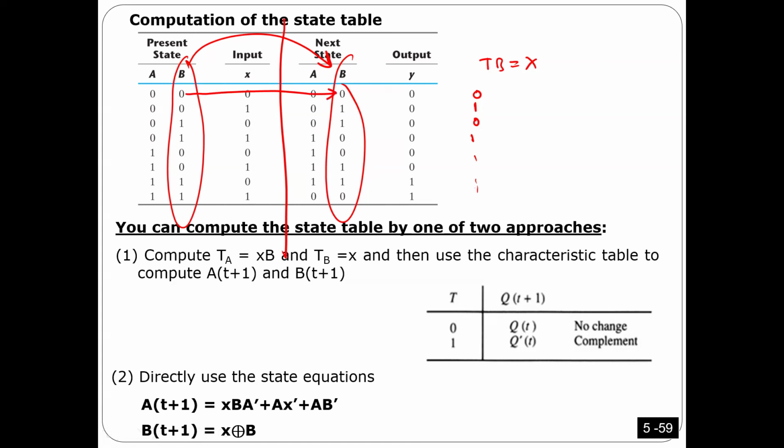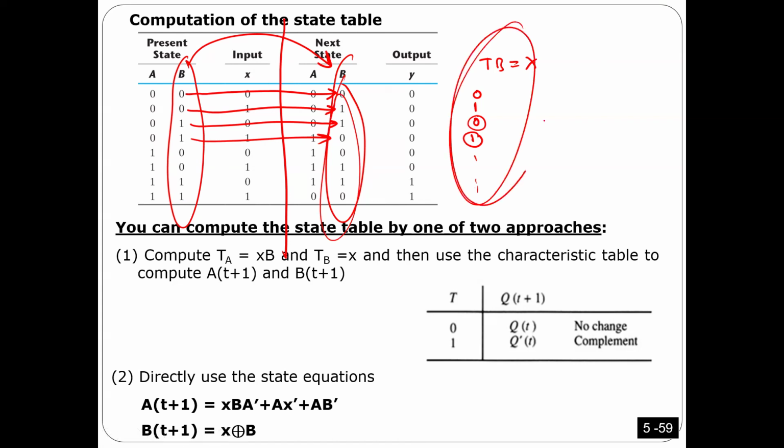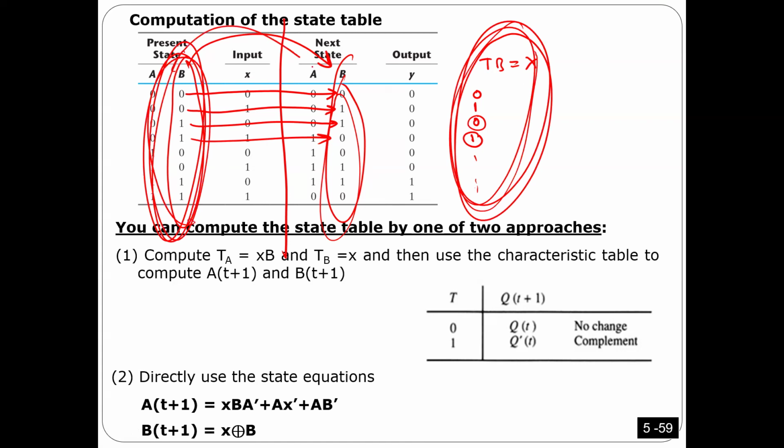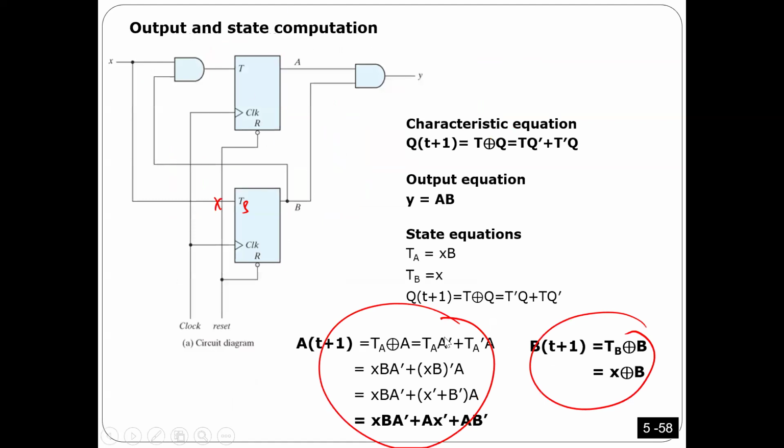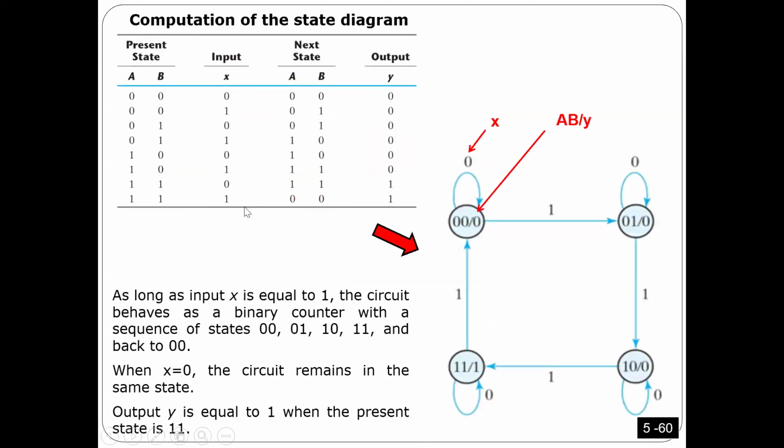It's another way to calculate this column. Now, T is 1. I know 1 means to toggle. So if this one is 0, I have to toggle it. The next one here is 0, no change. The next one here is 1. 1 means toggle, and so on. So either you get this column this way, by giving the flip flop its input and its current value and calculating the next state, or you can just plug in these equations. Any questions?